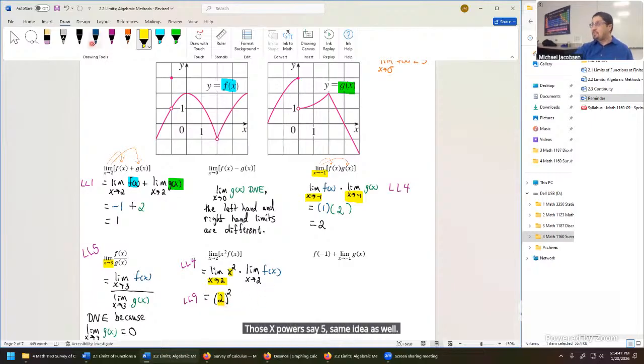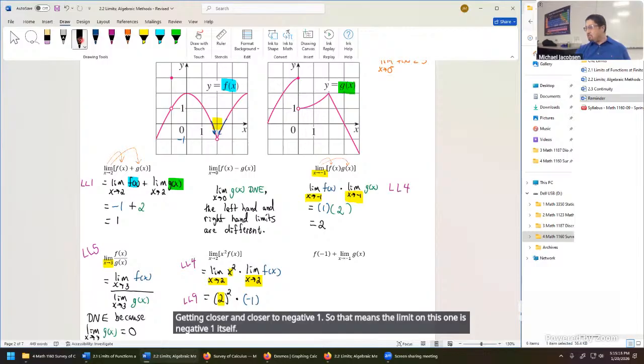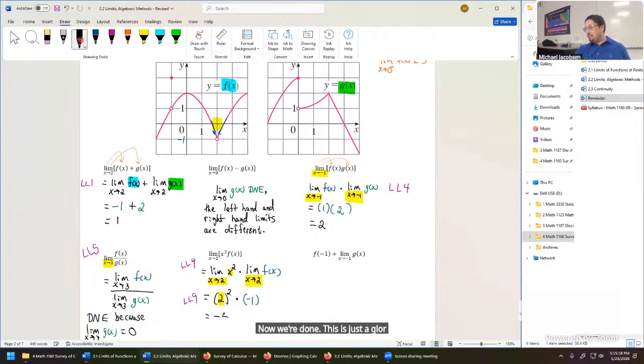Now we do the limit as x tends towards 2 for f of x, which is back to the kind of problem we were doing all along. We're interested in what happens around 2, so we go to 2 on the x-axis for f of x. It's diving down to a height of around -1 on either end we're looking, getting closer and closer to -1. So that means the limit on this one is -1 itself. Now we're done. This is just a glorified 4 times -1, and we get a value of -4 altogether.